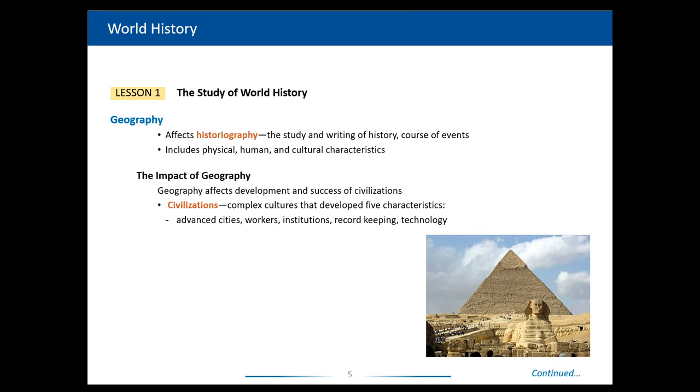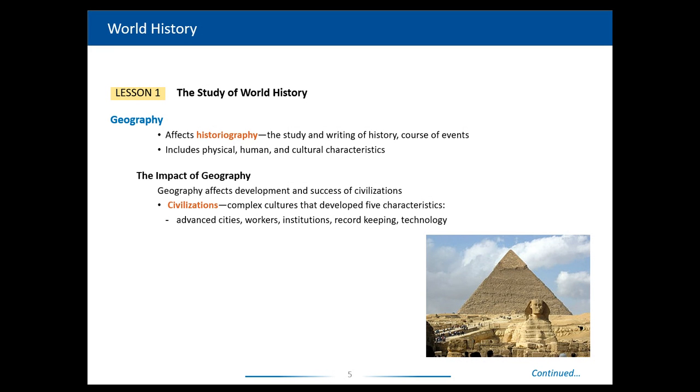In geography, for example, it is affected by historiography, the study and writing of history, courses of events, and things that happen in history. That study is called historiography, and it includes the physical, human, and cultural characteristics. When you look at geography, you must look at the physical, human, and cultural characteristics in order to get the details of how the course of history happened in that location.